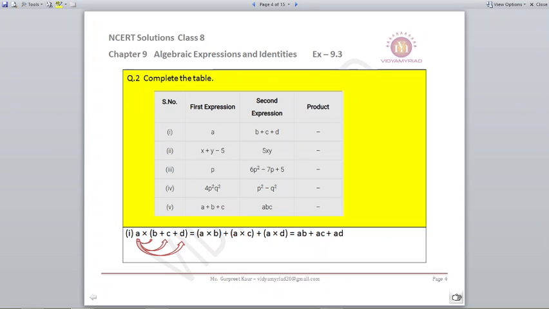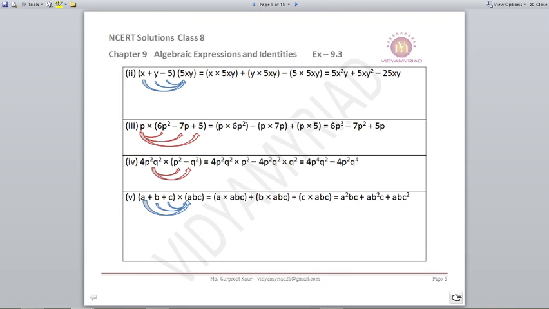Question number 2. Complete the table. You are given the first expression and the second expression, and you have to find the product. Product means you need to multiply one by one all. In the first case you have a multiplied by b plus c plus d, which means first I will multiply a with b, then a with c, then a with d. So I get my answer as ab plus ac plus ad. Same way I will do the next question.